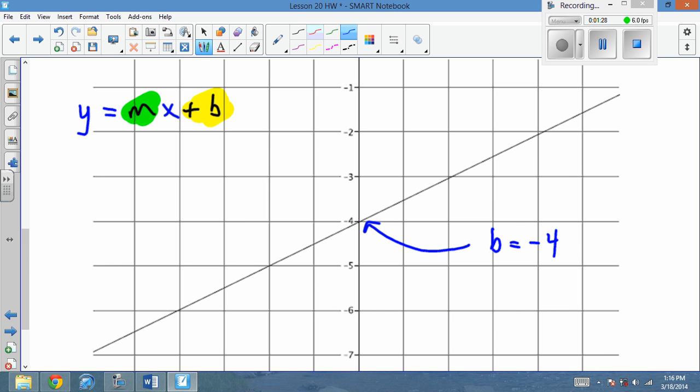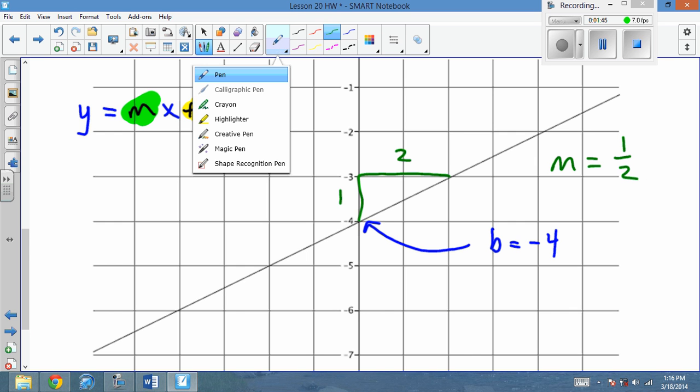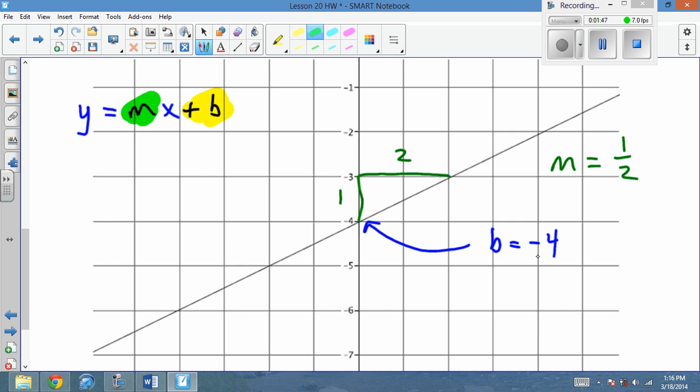Okay, once we've calculated the y-intercept, we need to take a look at our slope. The slope can be found from a graph by using rise over run. So our slope in this case would be 1 over 2, or we would say the slope of this line is equal to 1/2. So substituting these values into the equation as highlighted will give us the equation of this particular line.